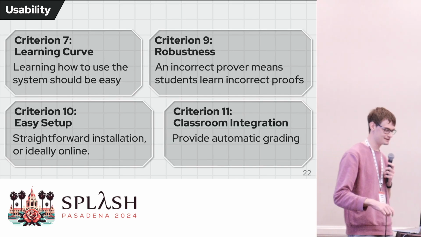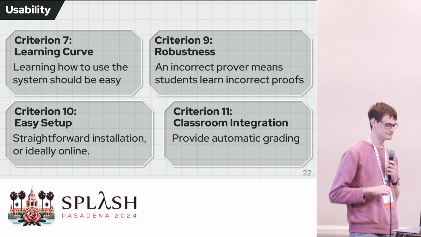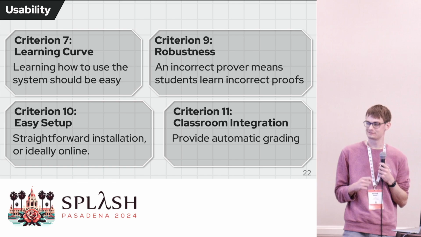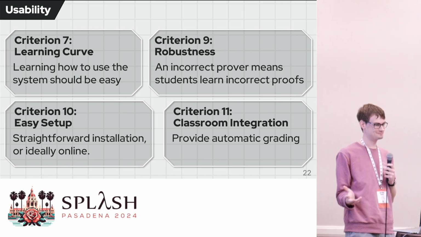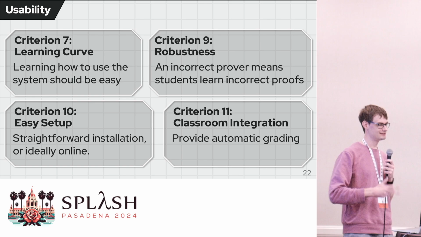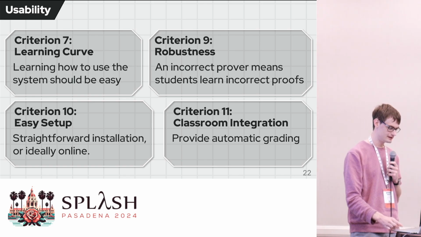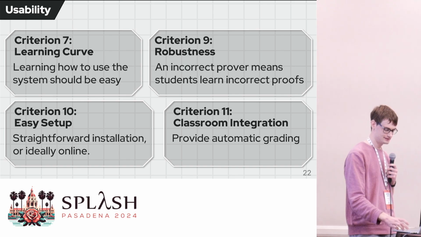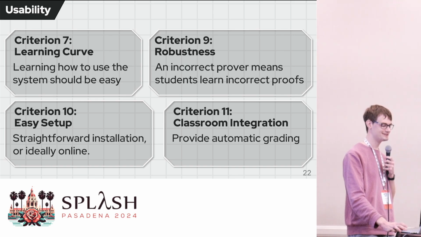Just, I guess, quickly going over our other usability criteria. For the classroom, it's good if people can pick it up quickly. It needs to be robust. If people are using a proof system that doesn't work, then they'll learn how to prove wrong, right? We want it to be easy to set up, so Emacs is not ideal.